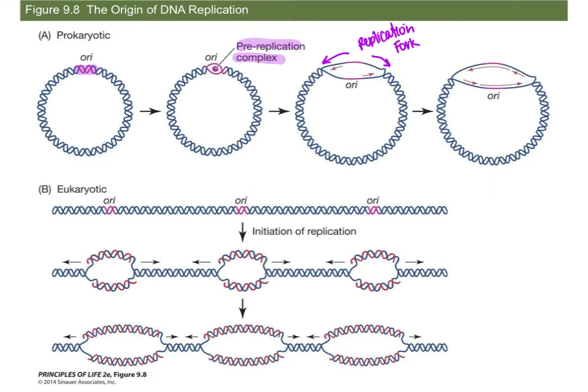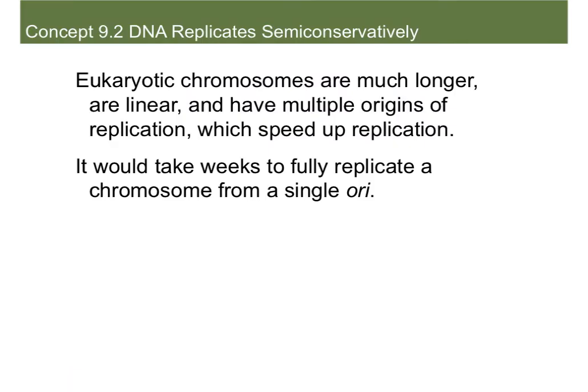DNA replication in eukaryotic cells, on the other hand, they contain longer linear chromosomes. So they have multiple origins of replication. This allows the opening and replication of DNA to occur a little faster. So like I said, eukaryotic chromosomes are longer and linear, so they need multiple origins of replication. That's going to speed up that process. If we only had 1 origin of replication, it would take weeks to fully replicate that chromosome.